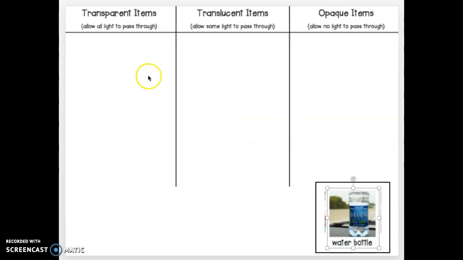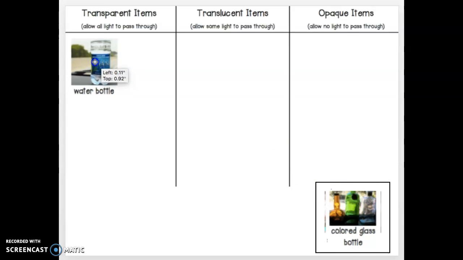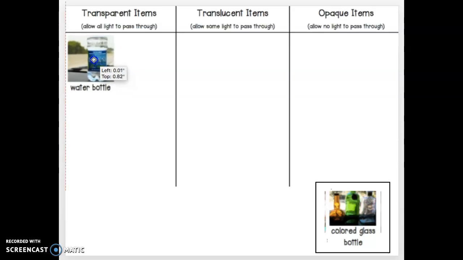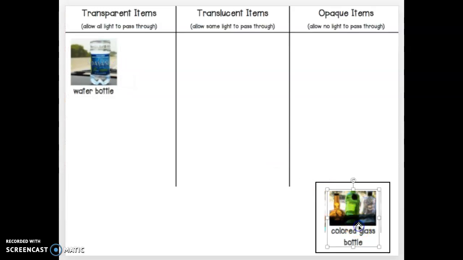So let's sort. We'll get to about 3 in each category and then we'll move on. So if we look at a clear plastic water bottle, transparent, translucent, or opaque, take a minute, get in your head what you think it is. You are right. It is a transparent item. We can see water through, or we can see through that water bottle.